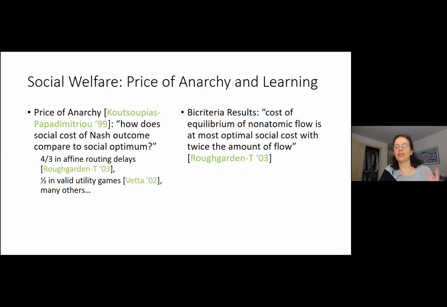Okay, so it's more of an actionable question. What extra resources do you have to give a system so as to guarantee that a selfishly achieved solution is no worse than a centrally designed optimum could have been?